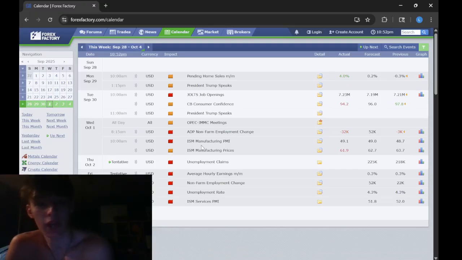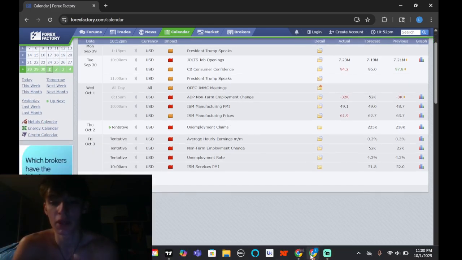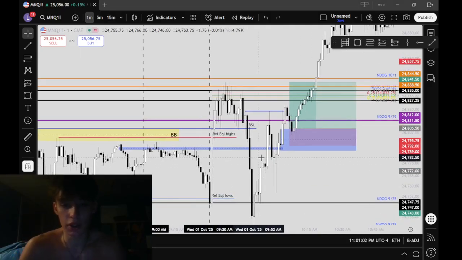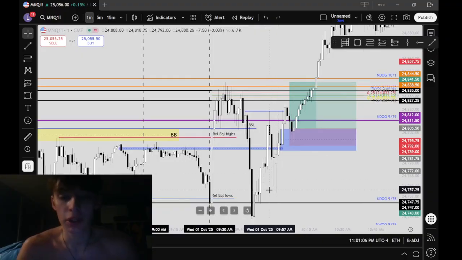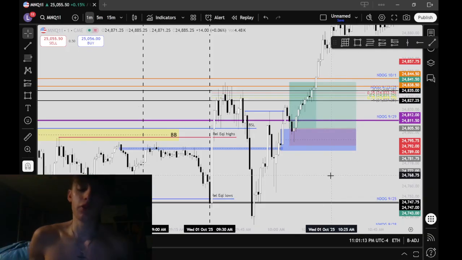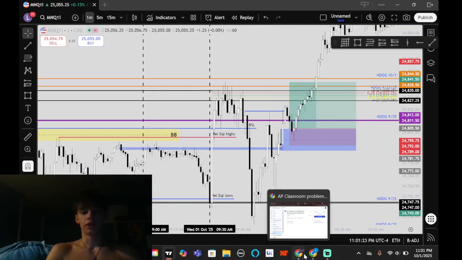And then we have ISM manufacturing PMI and manufacturing prices at 10 a.m. I actually saw this candle already. It's this candle right here. It caused the market to drop, but then went back up. Whenever a news candle occurs and it just goes straight down or straight up, it's gonna go back the opposite way, if that makes sense. It's like manipulation pretty much to balance out the market.